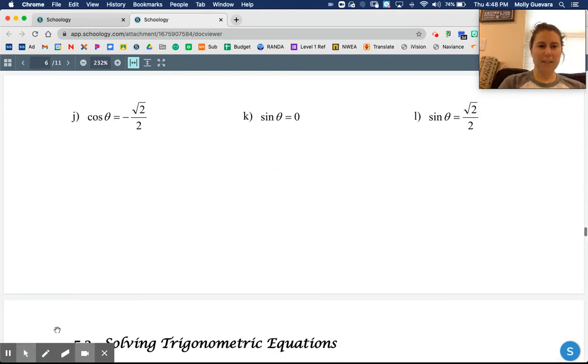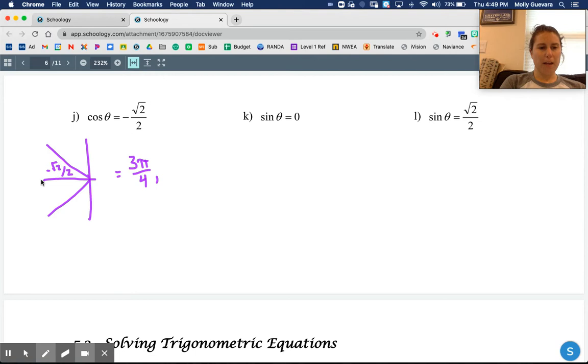And then the last three. Cosine is negative, so again, that's going to be quadrant 2 and quadrant 3. And I have negative root 2 over 2, negative root 2 over 2, right? So what are those angles? I have pi over 4, 2 pi over 4, 3 pi over 4 is the first one. Then I have 4 pi over 4, and then 5 pi over 4 is the second one.